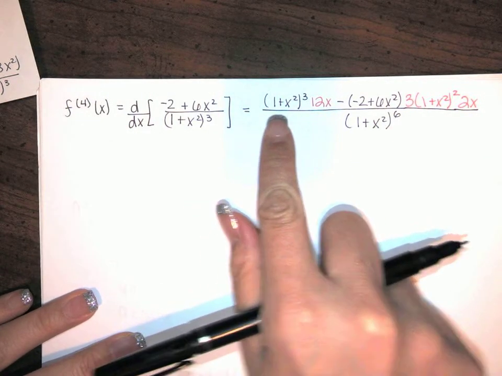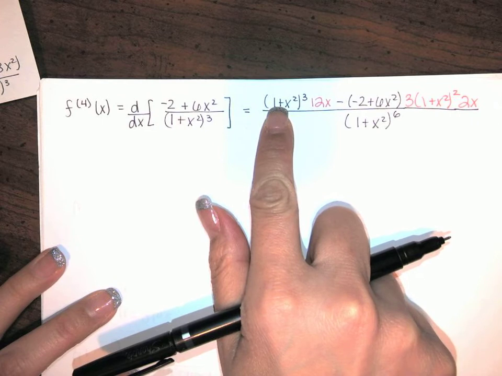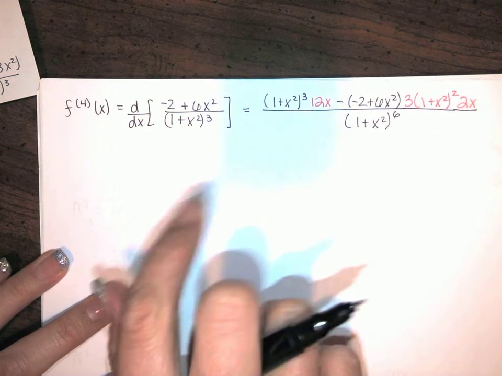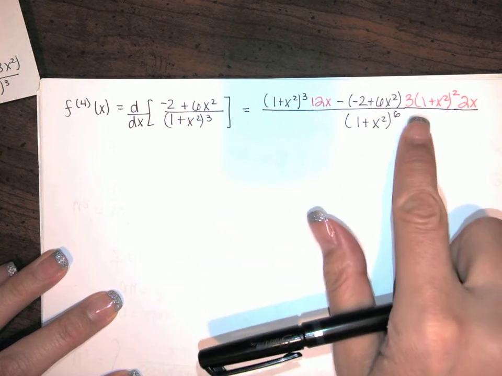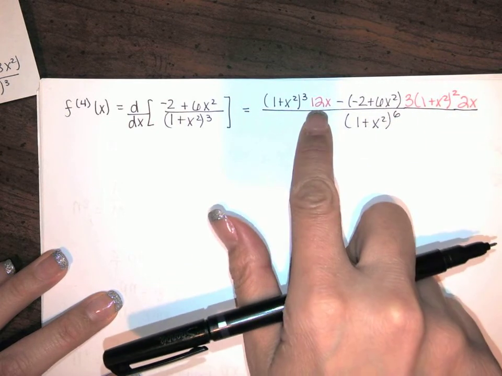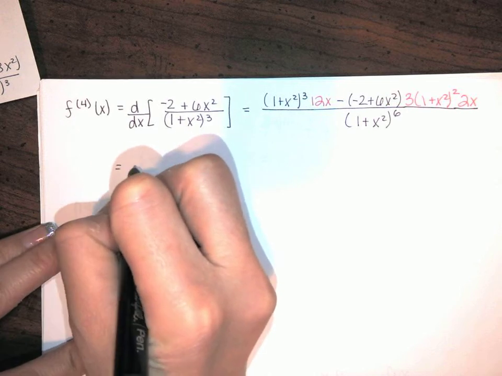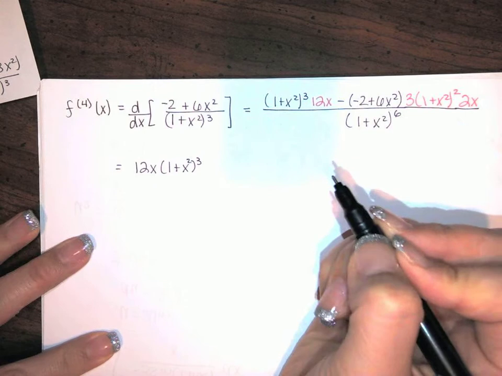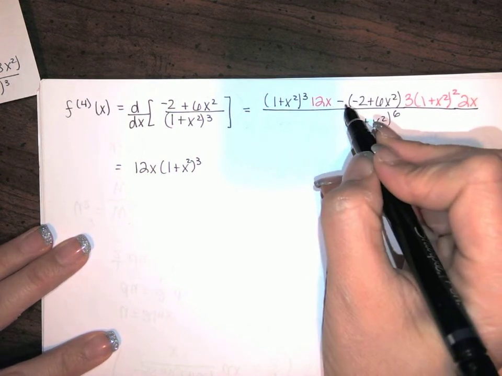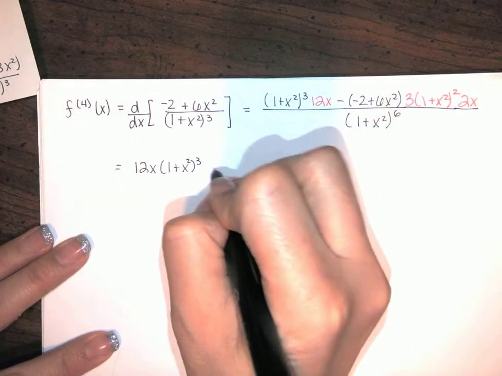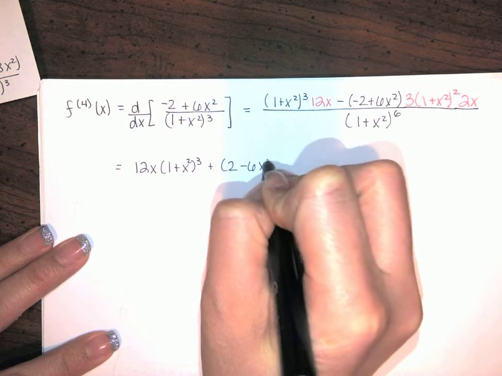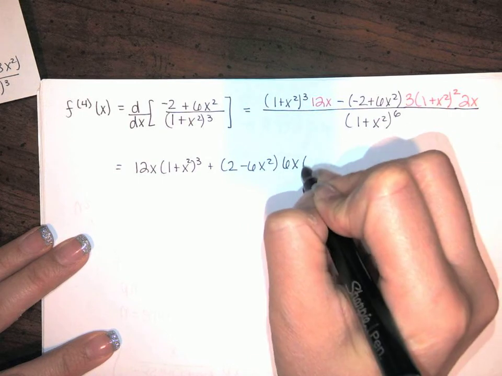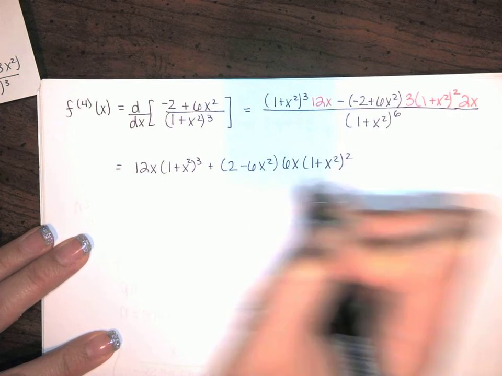Alright, so we want to simplify this as well. I've got a 1 plus x squared here and a 1 plus x squared there. We can simplify that. Also see a 6x as a factor here and a 12x there. I think I'll rewrite this a little bit first. If I distribute that negative, I'll have a 2 minus 6x squared. 3 times the 2x gives me a 6x. And then I have a 1 plus x squared quantity squared.